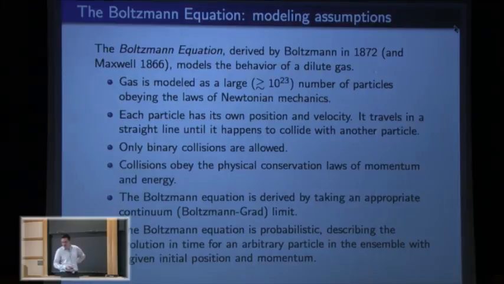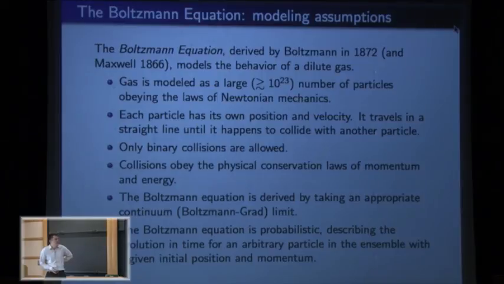Okay, so here are some of the modeling assumptions. The Boltzmann equation was derived by Boltzmann in 1872 and Maxwell in 1866, and it models the behavior of a dilute gas. So you have approximately 10 to the 23rd particles. They obey the laws of Newtonian mechanics.